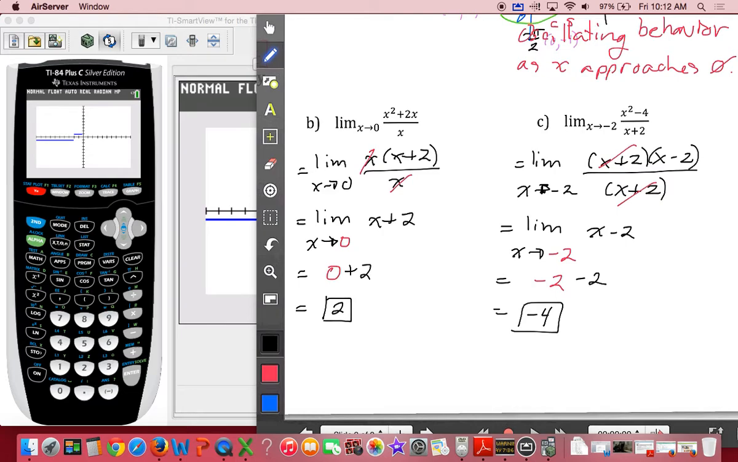All right, are we good? What did we get for B? A limit of 2, and for C? Easy, right? There they are. And if you check those with your graphs, they do check out, literally.